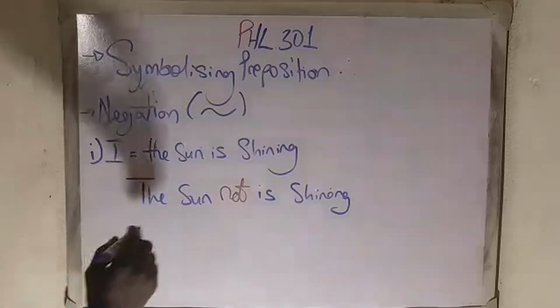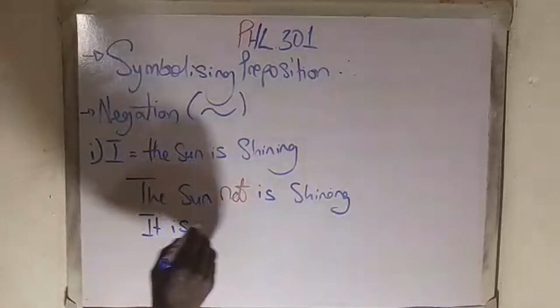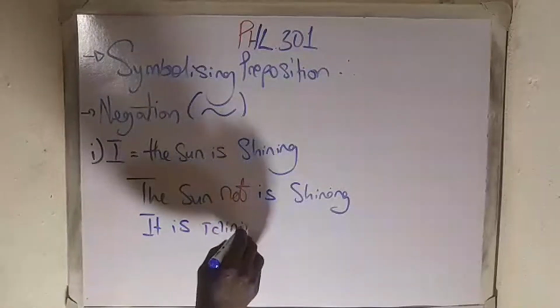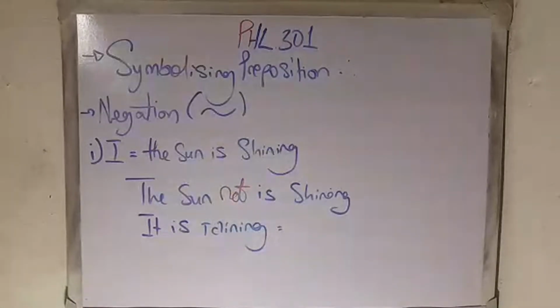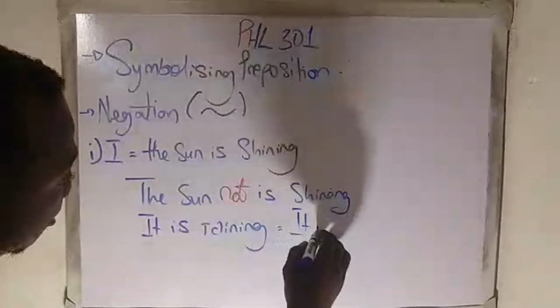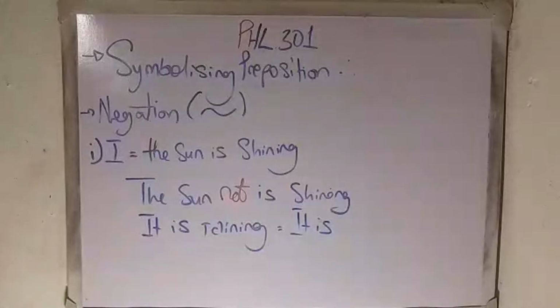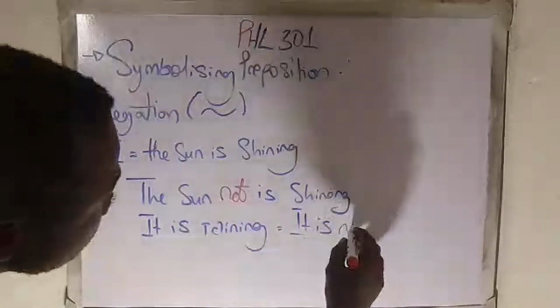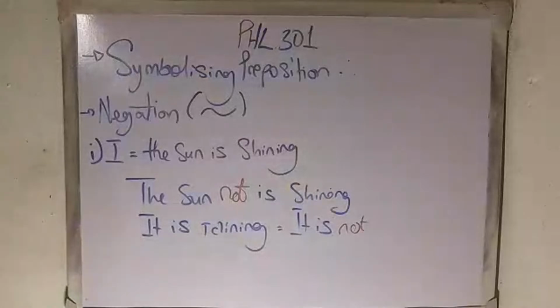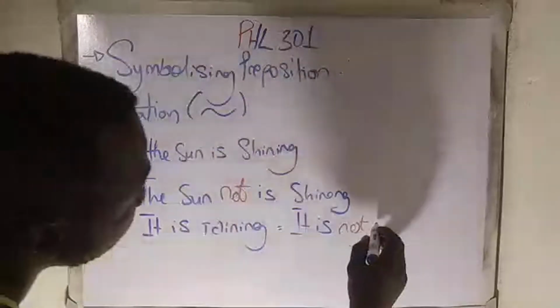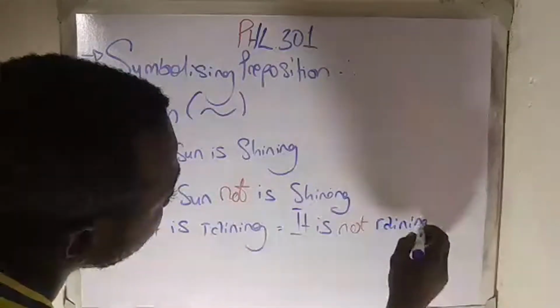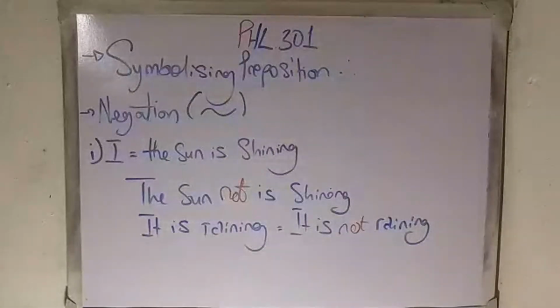You can also have it is raining, can be as well. It is not raining. Are we together? So the negation is a pretty straight one. It's a very simple and straightforward one. So let's go for something more interesting.